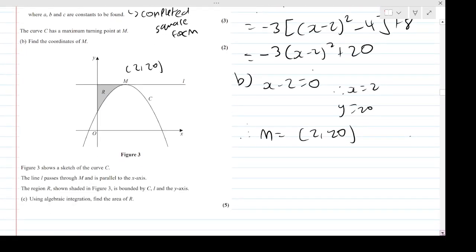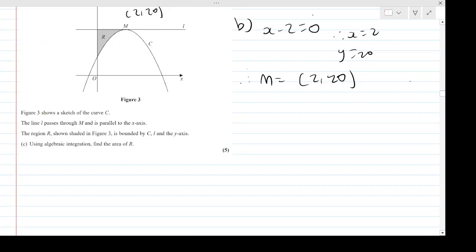So, we are given a sketch of the curve C, and the line L, you can see here. The line L passes through M and is parallel to the x-axis. The region R is bounded by C, L and the y-axis. You can see the region here. We need to find the area. Okay. Right, how are we going to find the area here?